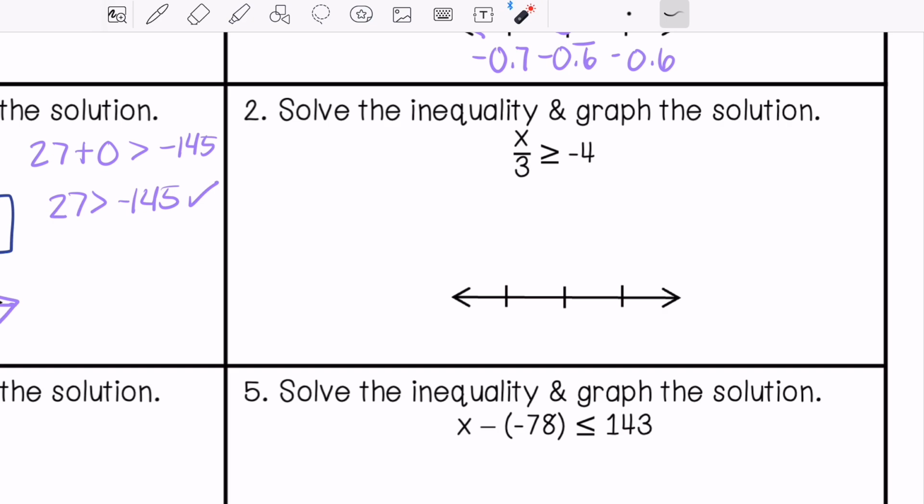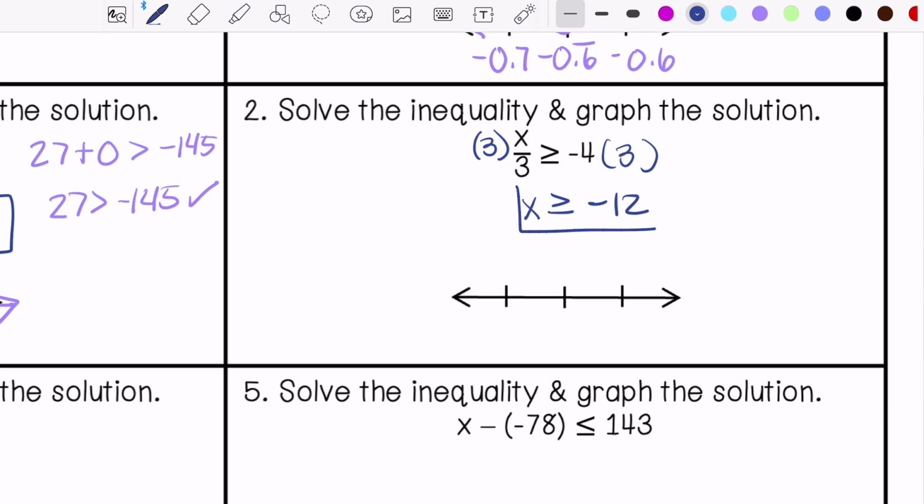X is being divided by 3, so I'm going to multiply by 3. Because this number is not negative, I do not flip the sign. Number greater than negative 12. Let's just do 12. That's easy. Is 4 greater than or equal to negative 4? Yes. Closed circle here.